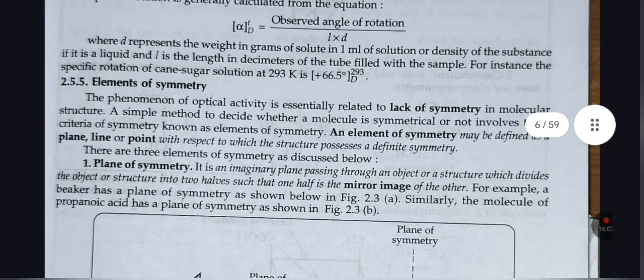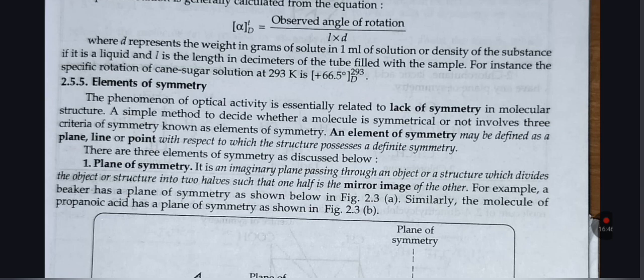Element of symmetry. The phenomenon of optical activity is essentially related to lack of symmetry in molecular structure. A simple method to decide whether a molecule is symmetrical or not involves three criteria of symmetry known as elements of symmetry. An element of symmetry may be defined as the plane, line, or point with respect to which the structure possesses a definite symmetry. There are three elements of symmetry as discussed below.